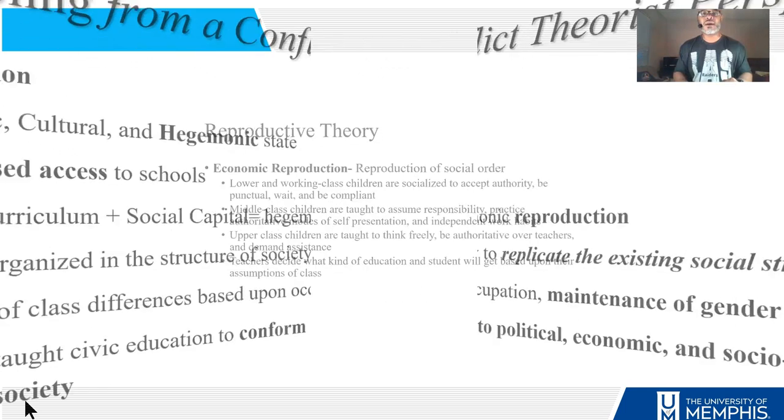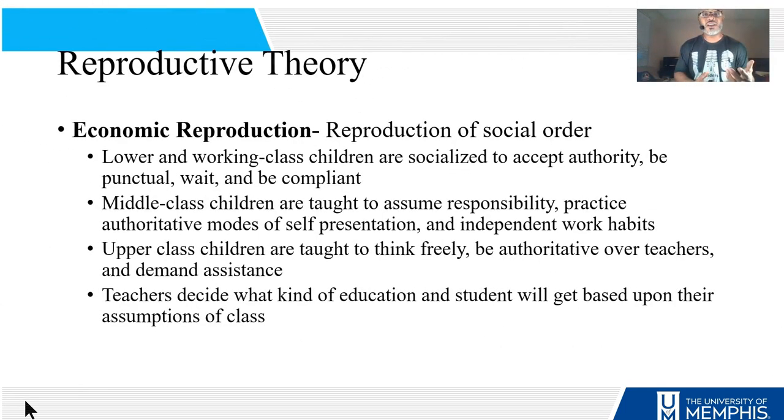So what we mean by reproduction, economic reproduction, means we're reproducing the social order. And you'll notice that in schools, lower and working class children are generally told and taught how to accept authority, how to be punctual, how to wait, and how to be compliant. And if you think about it, when we punish kids for being tardy, what we're trying to tell them is to be punctual. When we tell kids to sit down and shut up and sit in columns and rows, and if they go against authority, they are punished.